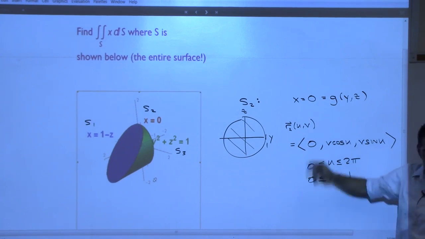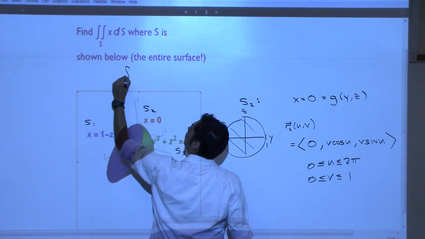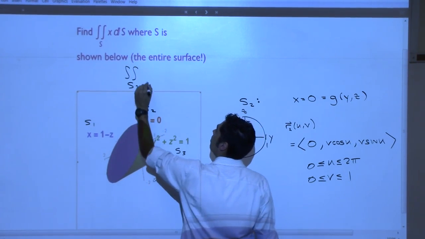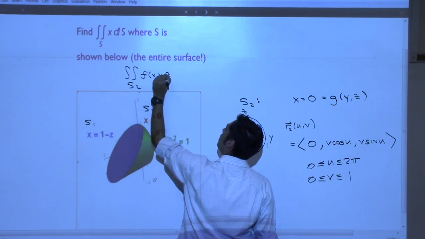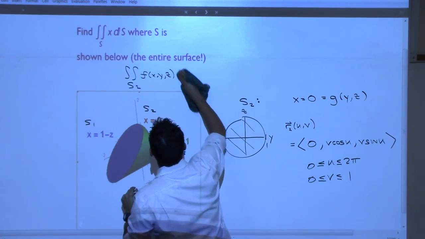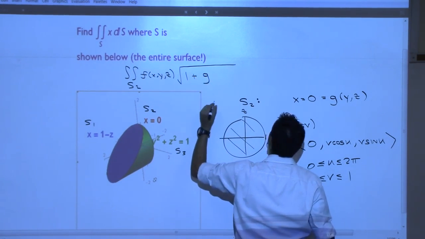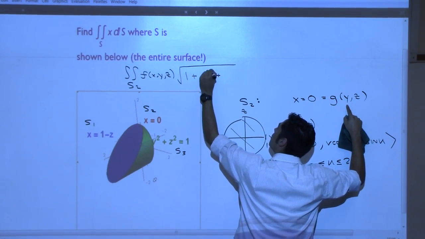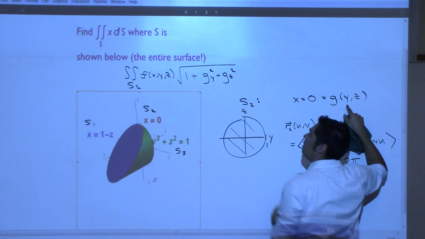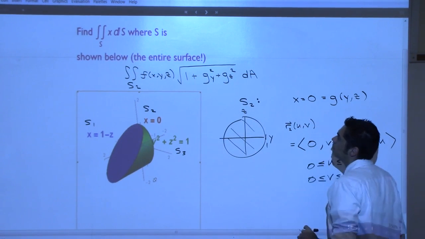Understand? Sure? If that's how simple it is, if that's our function, then what does our formula, double integral over S2, because we're only talking S2, of f of x, y, z, magnitude, well, you know what, give me the short formula, the shortcut formula. It would be square root of 1 plus partial g with respect to y squared plus partial g with respect to z squared, right? That's what it would be, dA.